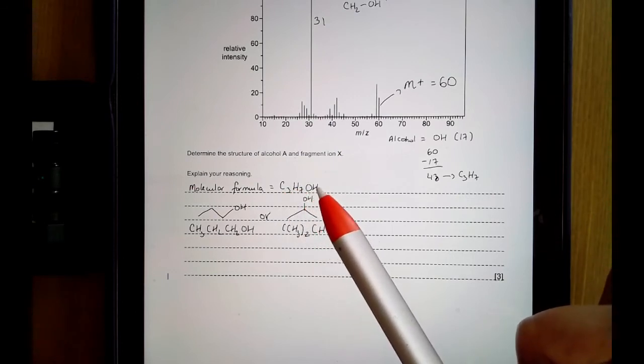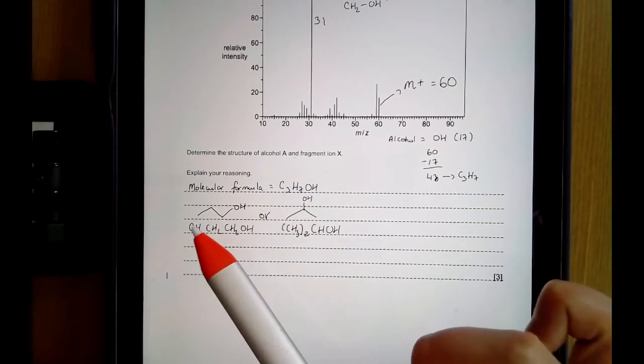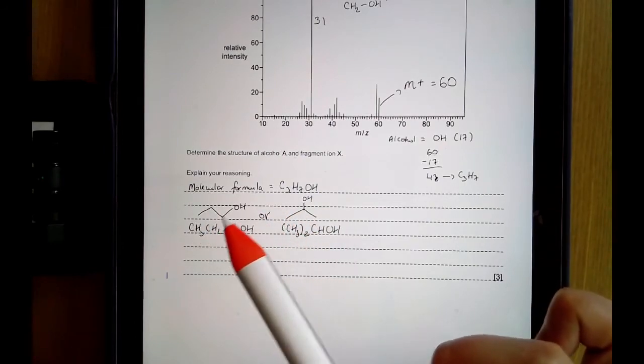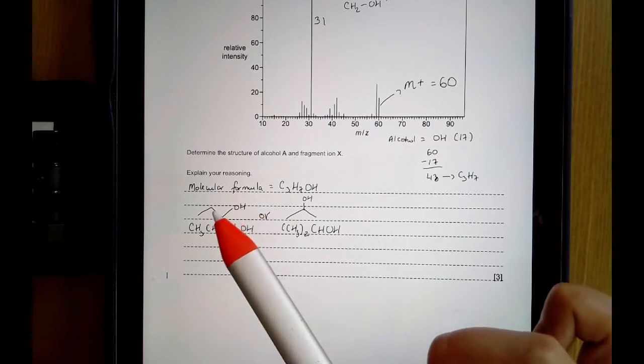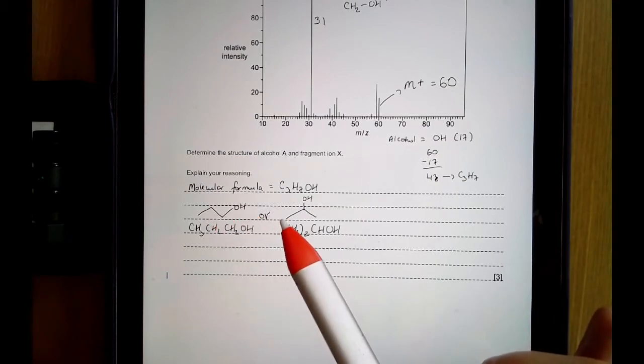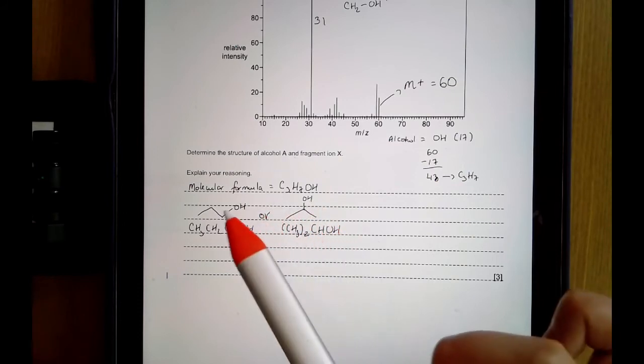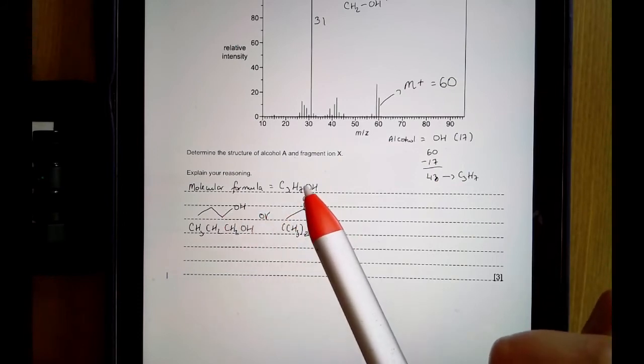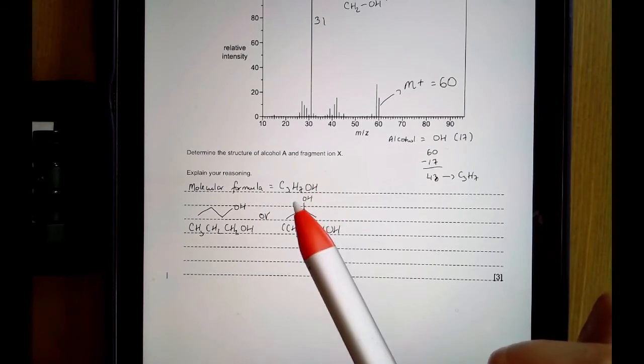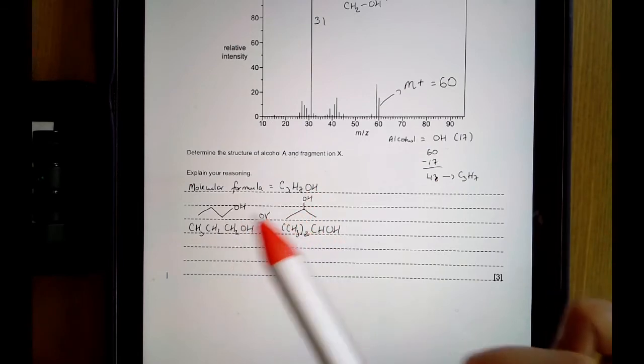Once I know my molecular formula, I can draw out the possible structures. So if I've got 3 carbons, I can put all 3 of them in a chain, and I can put the OH group at the end to give me propan-1-ol, or I can have my 3 carbons in a chain with the OH group in the middle to give me propan-2-ol. So these are both alcohols, and they both fit the molecular formula.